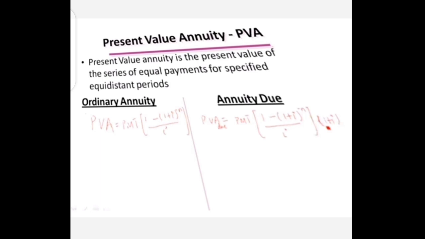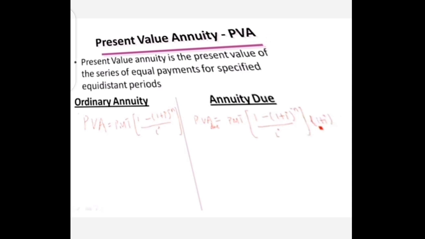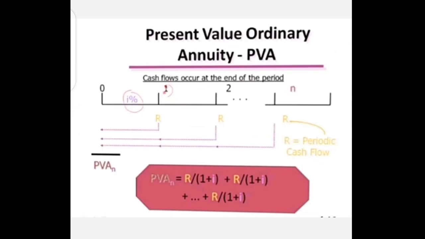It is the same formula: PVA represents the present value of annuity, PMT represents the payments, (1 minus (1 plus i) power minus n) divided by i, where i represents the interest rate and n represents the number of years. This is the formula for ordinary annuity, and simply if we multiply it by 1 plus i, it becomes annuity due. So I hope you understood the present value of annuity and its formula and how we can calculate it. Here is the graphical representation of present value of annuity.